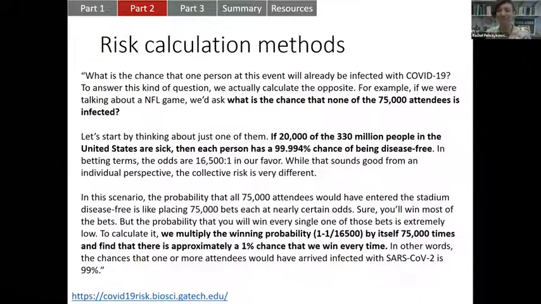But the collective risk gets very different very quickly. If you use those same odds for all 75,000 people at a big event, what you have to do is multiply the probability of not being infected by itself 75,000 times. Then the chance that all of those people are uninfected becomes very slim. You can read through this word problem yourself, because it might take a little bit to wrap your head around, but it does work out that the chance that one or more attendees would have arrived infected with SARS-CoV-2 is 99%. So I think that's another great way to conceptualize how this works and also how this can be calculated.